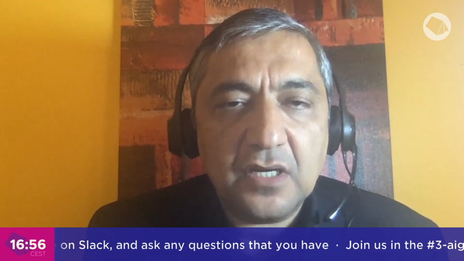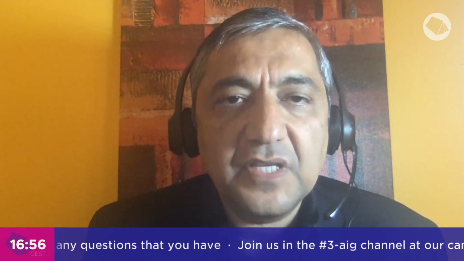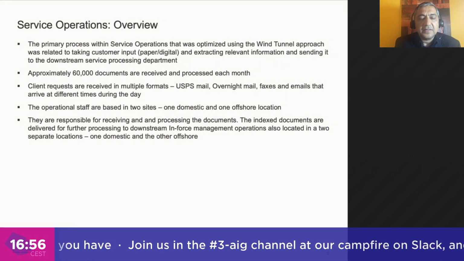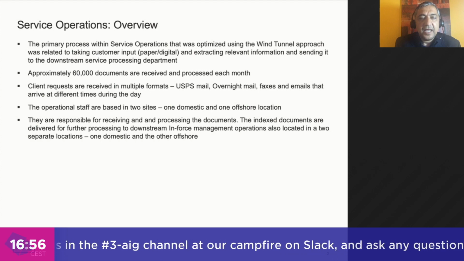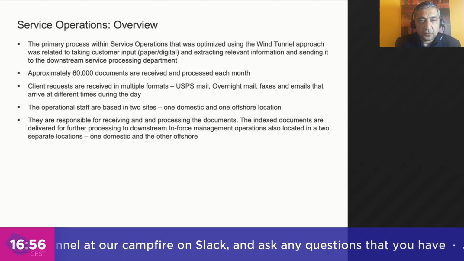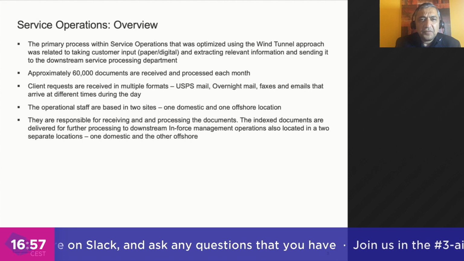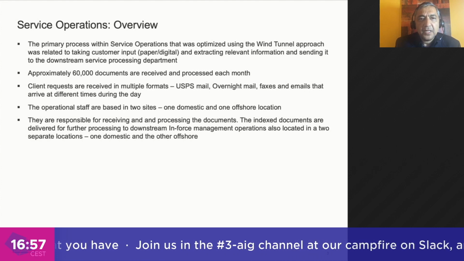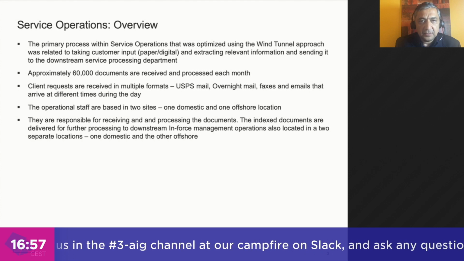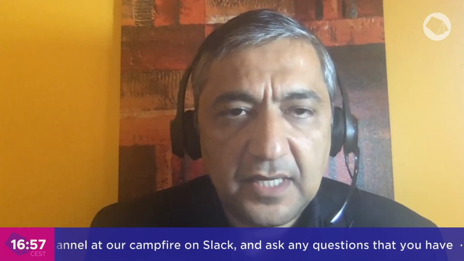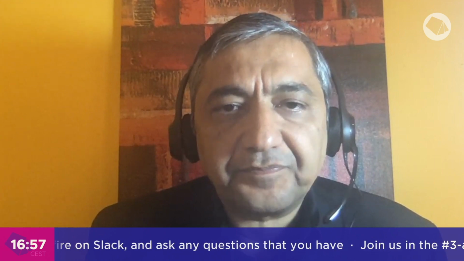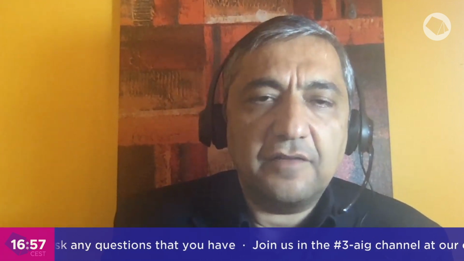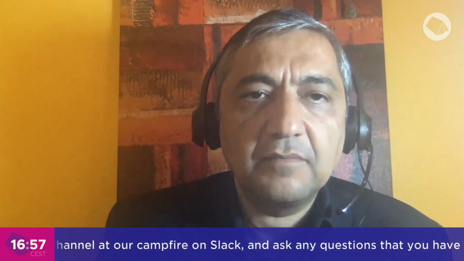So the first phase I'll be talking about is this operation that receives the input, scans it, indexes it, and then sends it over to the other operation for actual processing. Just to give you a size, this operation is processing about 16,000 documents a month. As I said, the input is in multiple formats. There are 2 site locations. This is the high-level view of the nature of the operation where we use process wind tunnel.